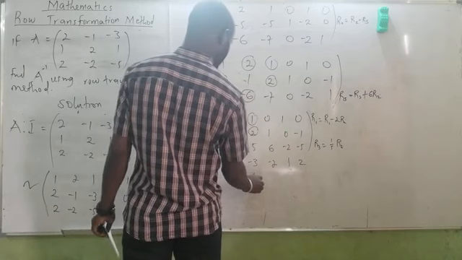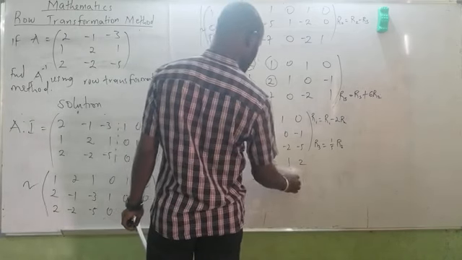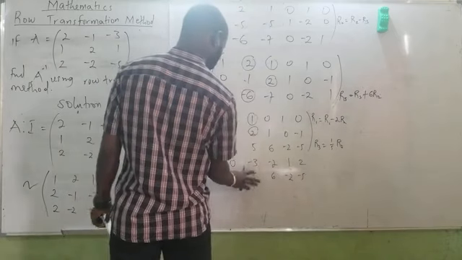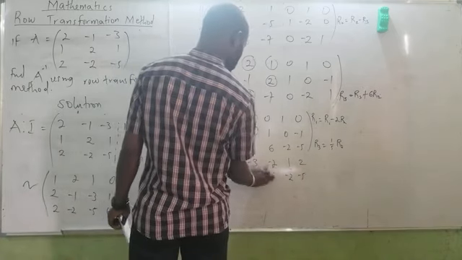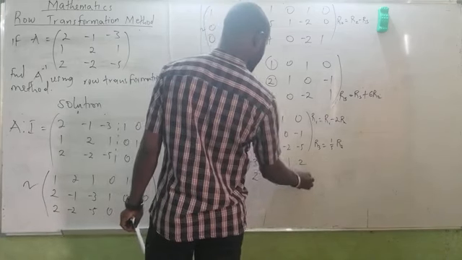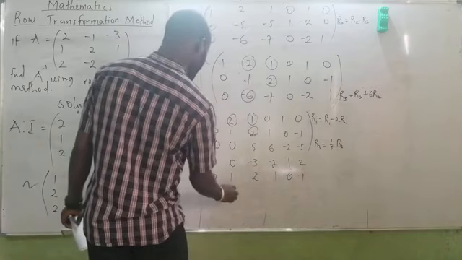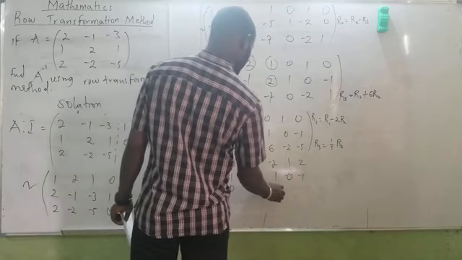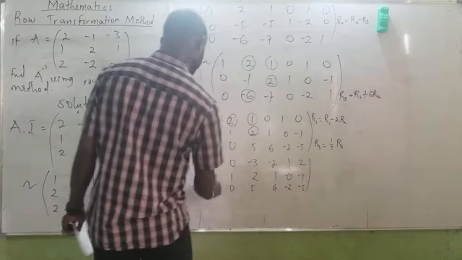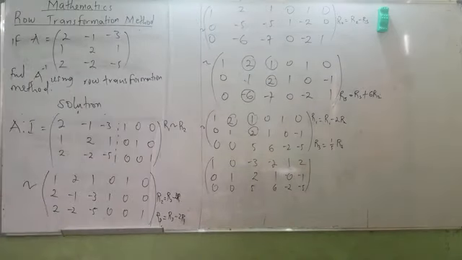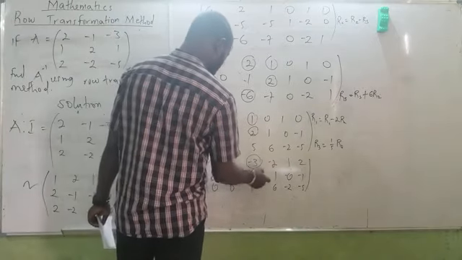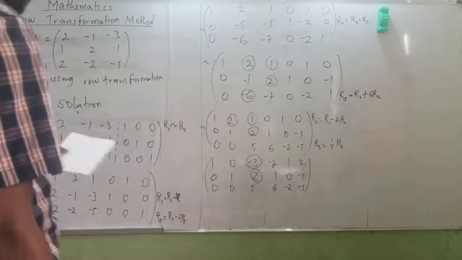Now, I will have 1, 5, 6, minus 2, minus 5. 2, 1, 0, minus 1. Now, the last part will be 0, 0, 5, 6, minus 2, minus 5. Now, that is what I'm going to have. Now, the next thing I will have problem with is this and this. Now, what can I do to that area?